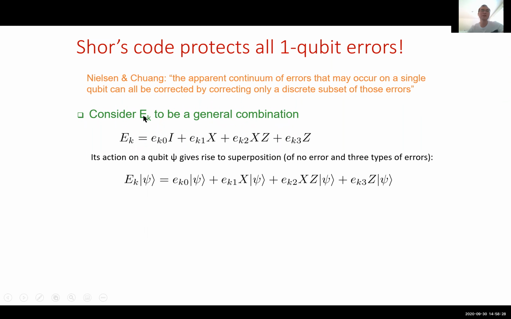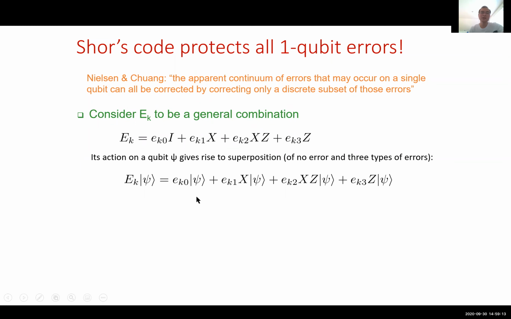So this can be understood in terms of the general error E_k, which we can decompose, again, into Pauli matrices: identity, X, Y, and Z with some coefficients. These E's are coefficients. So you can then ask about the action of this error on an encoded qubit. That would be like this. And I assume it acts on a specific one qubit. So suppose you apply it to a one-qubit state psi, this just acts accordingly.